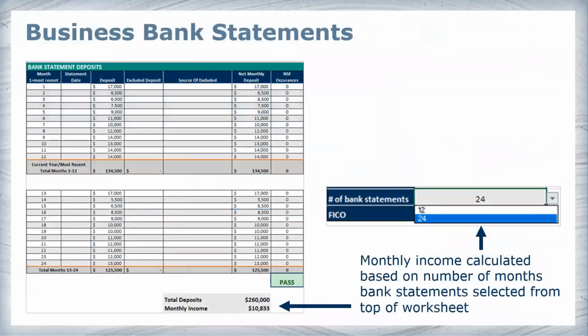And these are the total deposits. And so when you enter those in, the total deposits will calculate the monthly income based on the number of bank statements. The expense ratio and the business ownership still needs to be taken into the calculation.